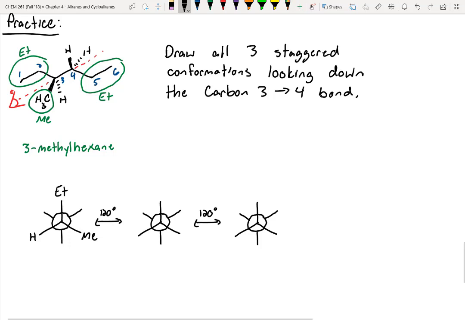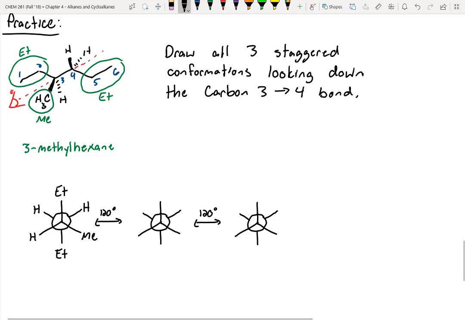You have to imagine your eyeball looking down that bond and then ask yourself, all right, that's a wedge. I'm going to swing it around. That means it's going to my right, not my left. Okay? So we've got our front carbon taken care of. If we look at our back carbon, it's a little bit easier. The two groups sticking straight up are the hydrogens. So I'll go ahead and say those are sticking straight up. And then what's sticking straight down? An ethyl group.